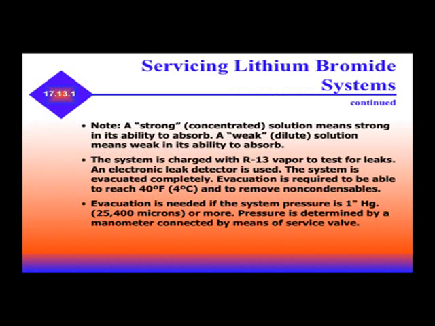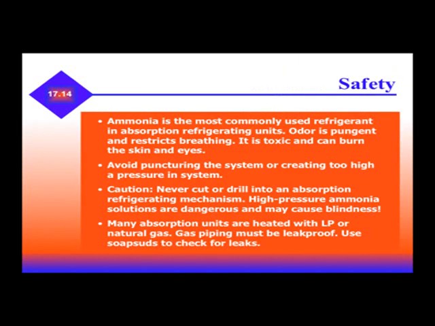The system is charged with R13 vapor to test for leaks. An electronic leak detector can be used. The system is evacuated completely. Evacuation is required to be able to reach 40 degrees and remove non-condensables. Evacuation is needed if the system pressure is 1 inch of mercury or more. Pressure is determined by a manometer connected by means of the service valve.